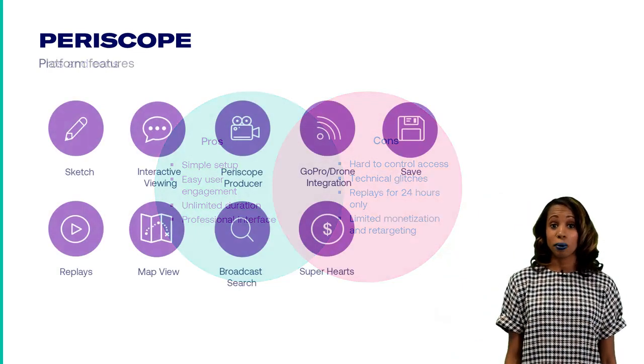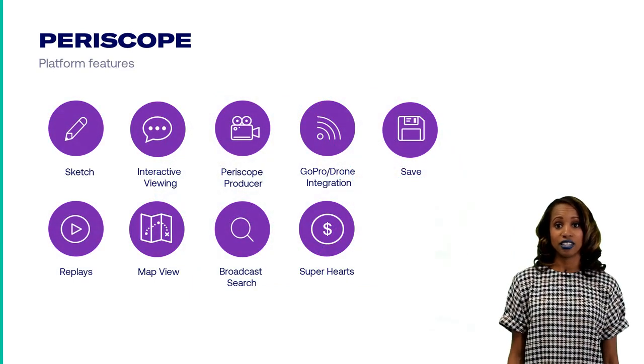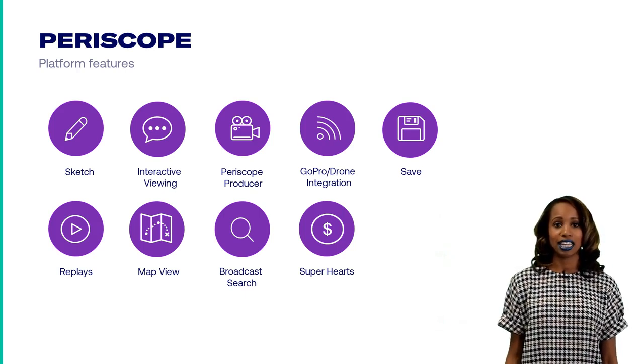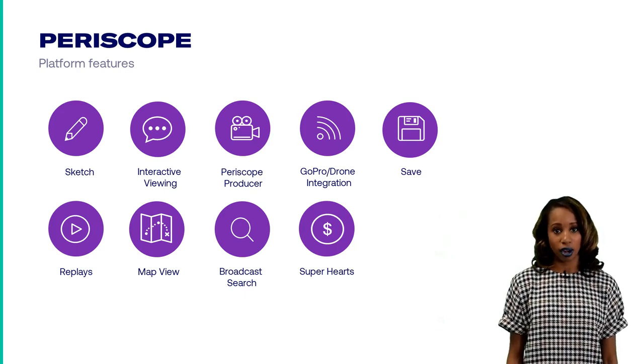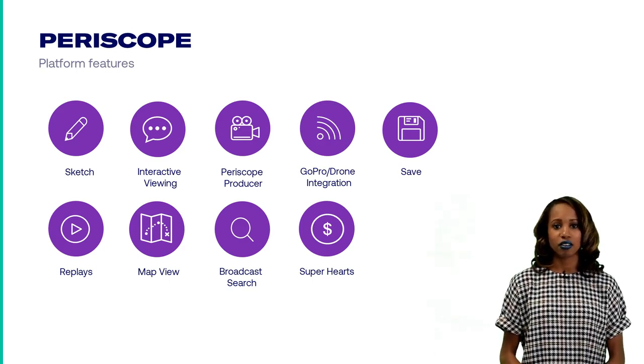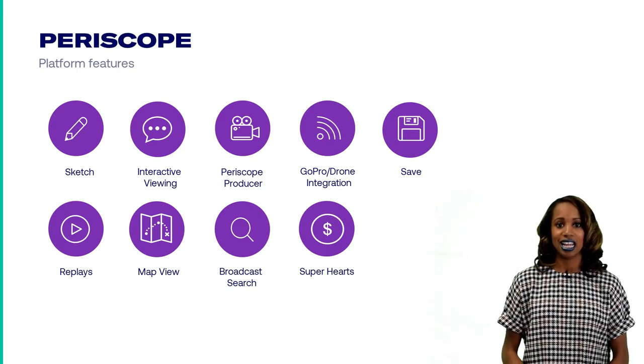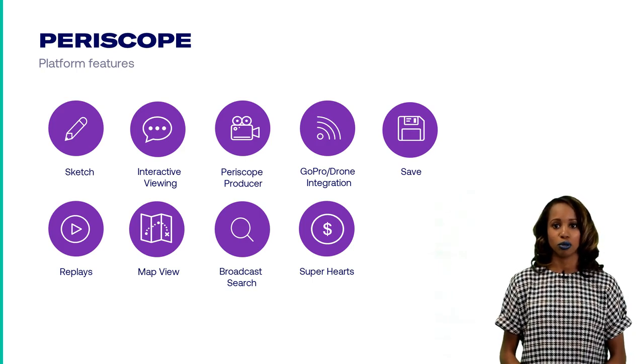So now Periscope comes with its own set of unique features. Sketch is the ability for a broadcaster to draw on broadcasts in real time by using his or her finger on the screen of their smartphone. Interactive viewing is the ability for viewers to heart the streams that they like and interact with the person streaming the video through comments and chat function.